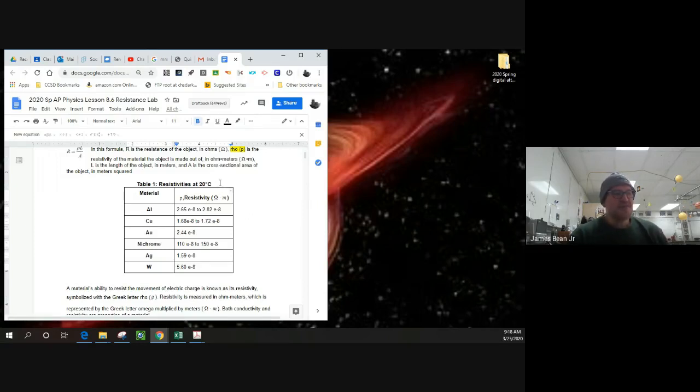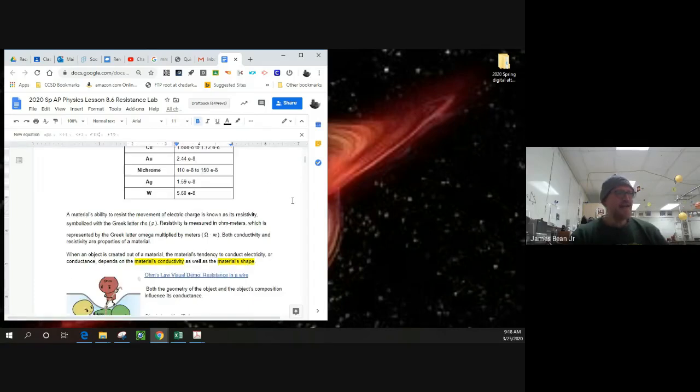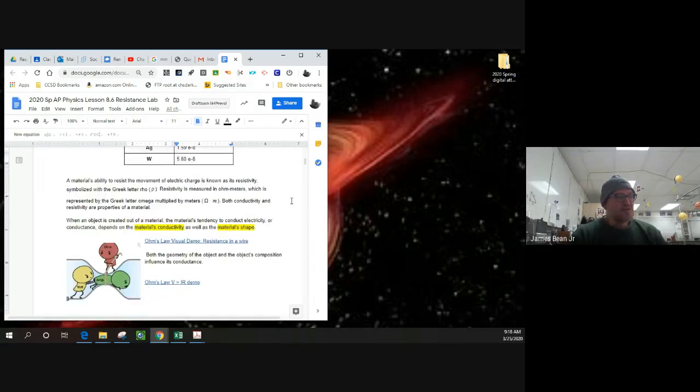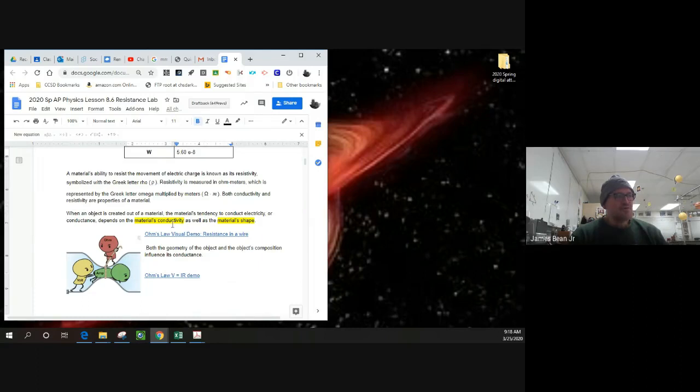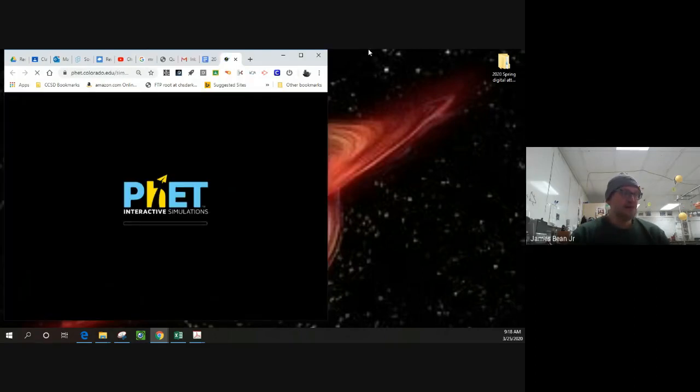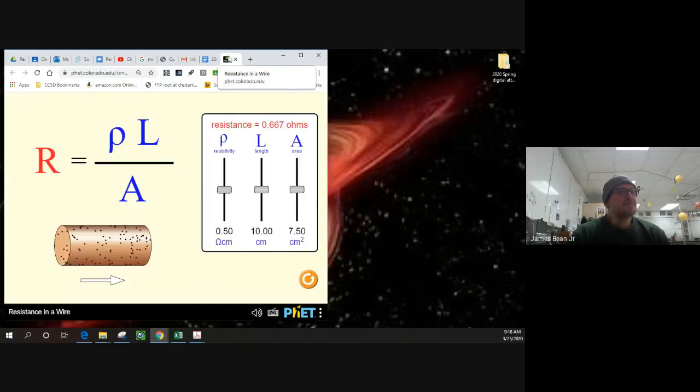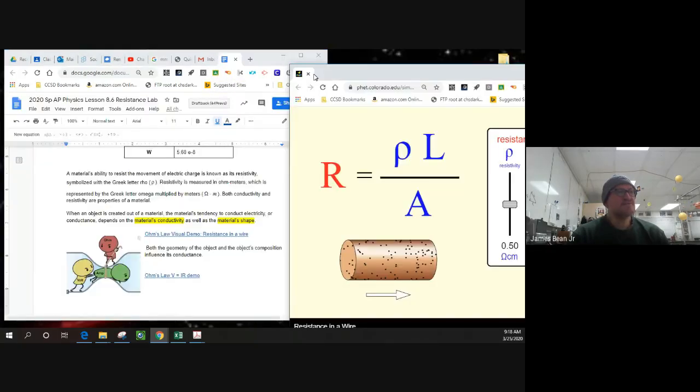It's beyond the scope of this class, but temperature does affect the resistance of materials. All right, so down here is some more information here, and also the type of material you have and the shape it's in also affects resistivity or conductivity, which is the flow of electrons. Now, here's a visual demonstration that we'll go ahead and use here to help us maybe visualize it better. And let me kind of pull it off to the side here, like so.